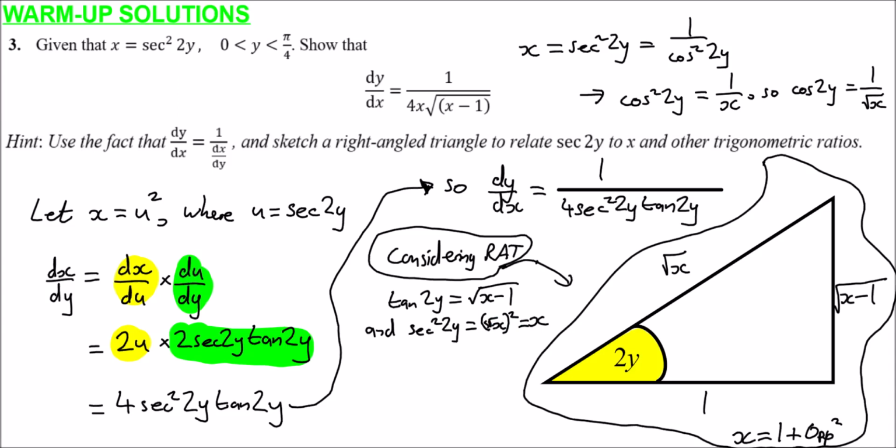So we can use this now in this expression for what dy by dx is. And so tan of 2y, considering the right-angled triangle, will be root x minus 1, and sec squared of 2y is going to be simply x. So piecing all that together, therefore dy by dx is going to be 1 over four lots of sec squared x, which we've shown by using this triangle is x, tan 2y, which is root of x minus 1.